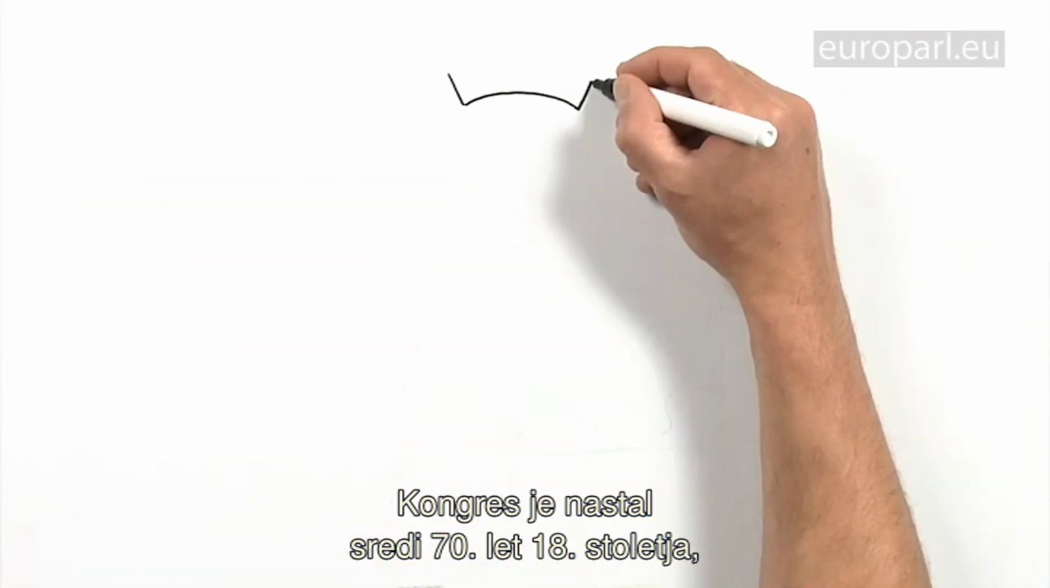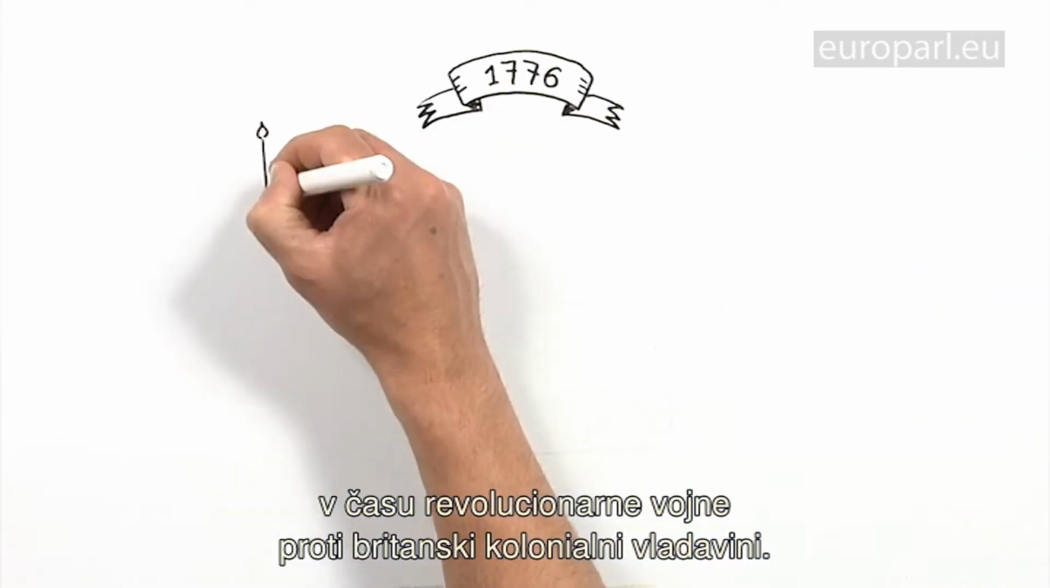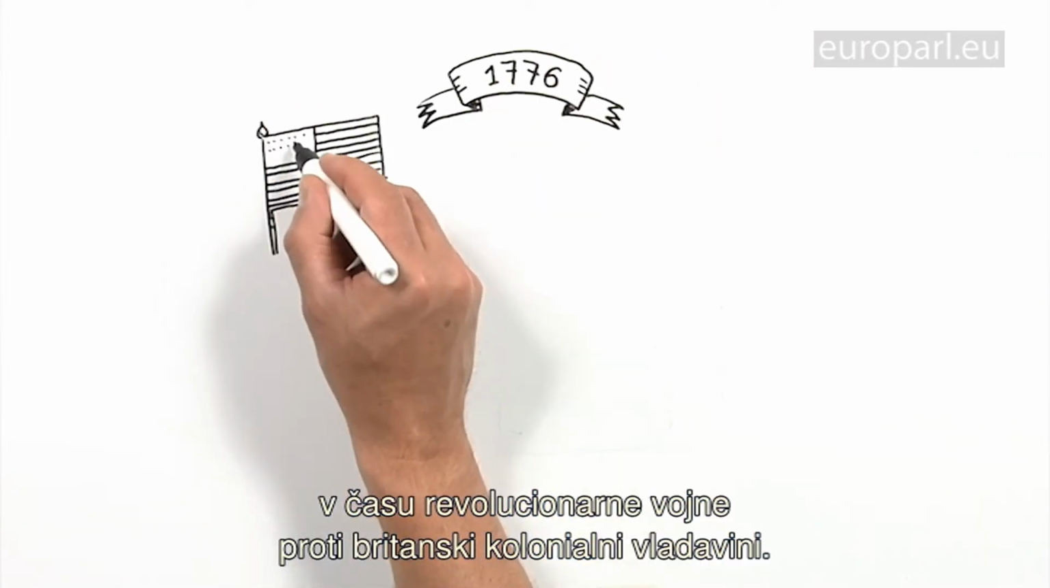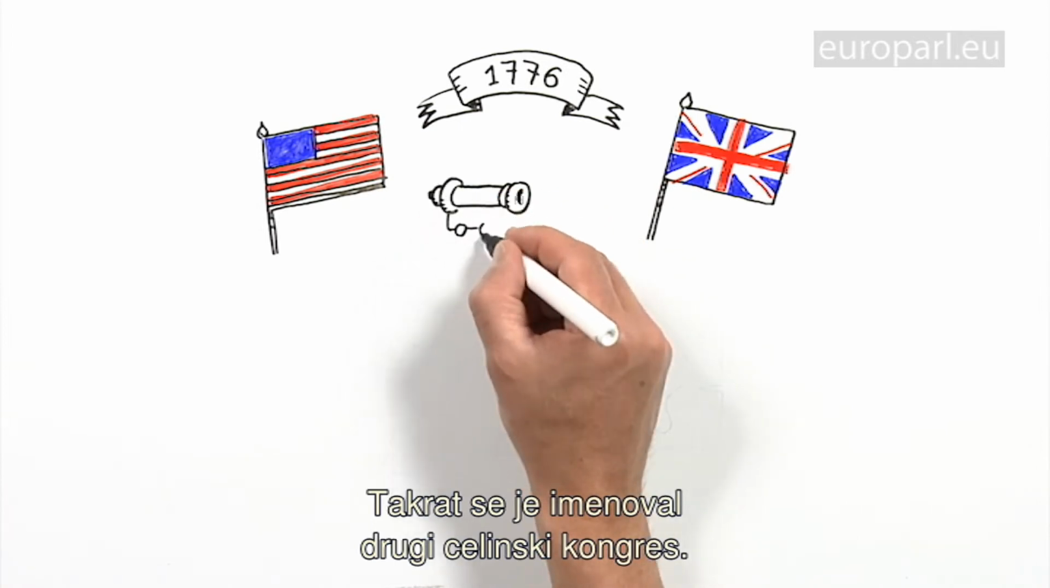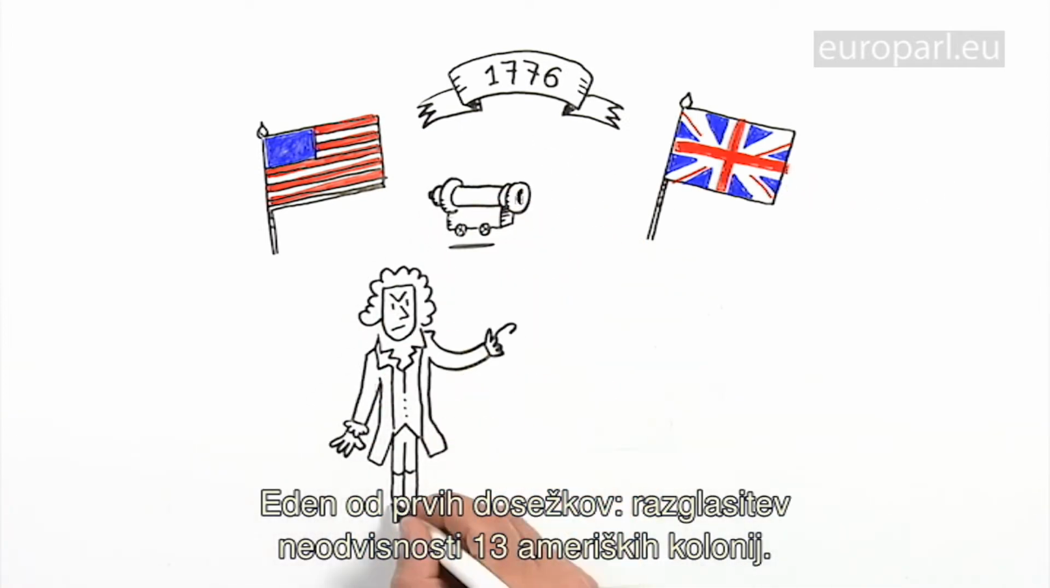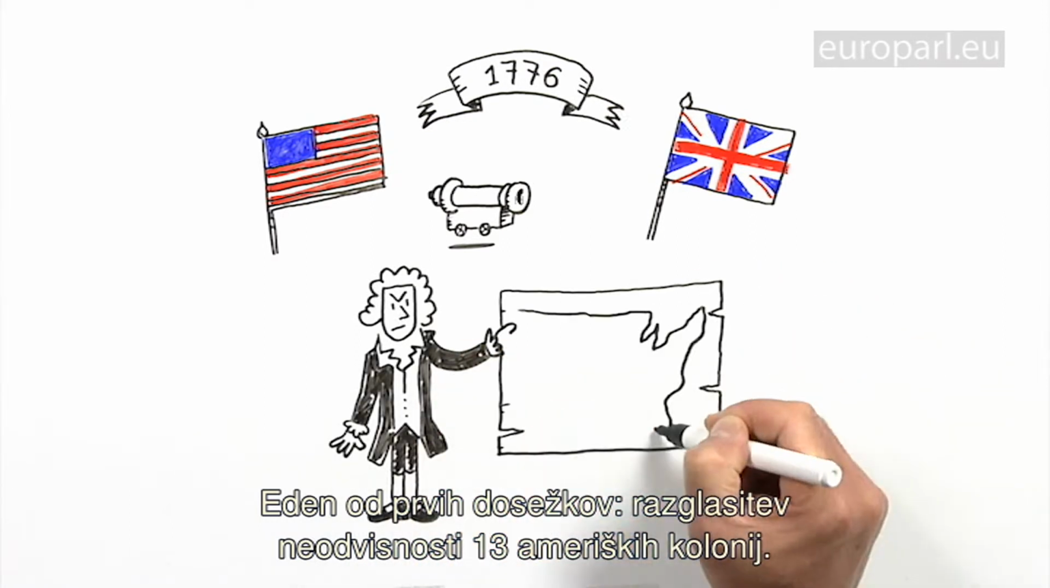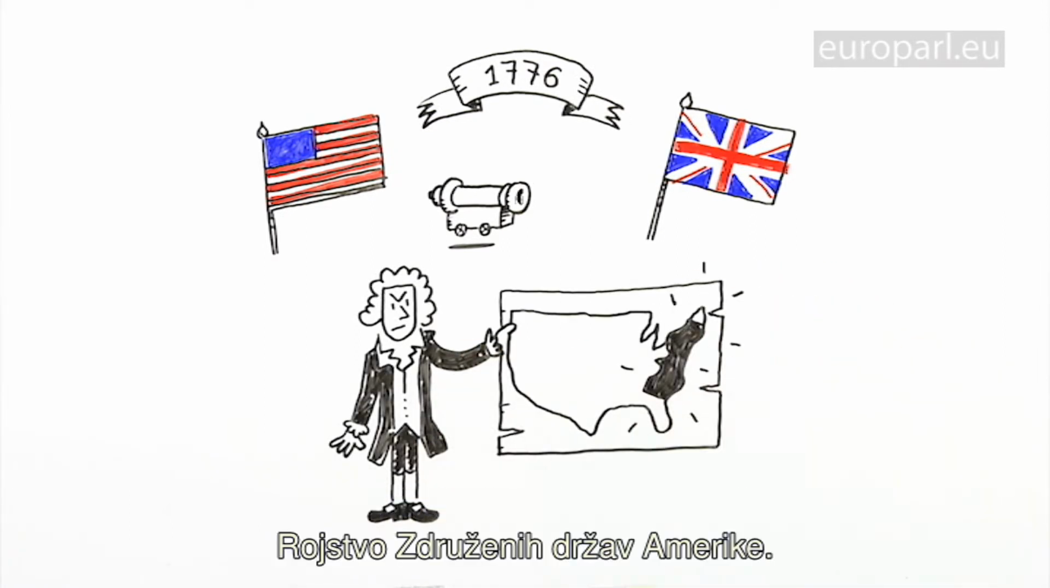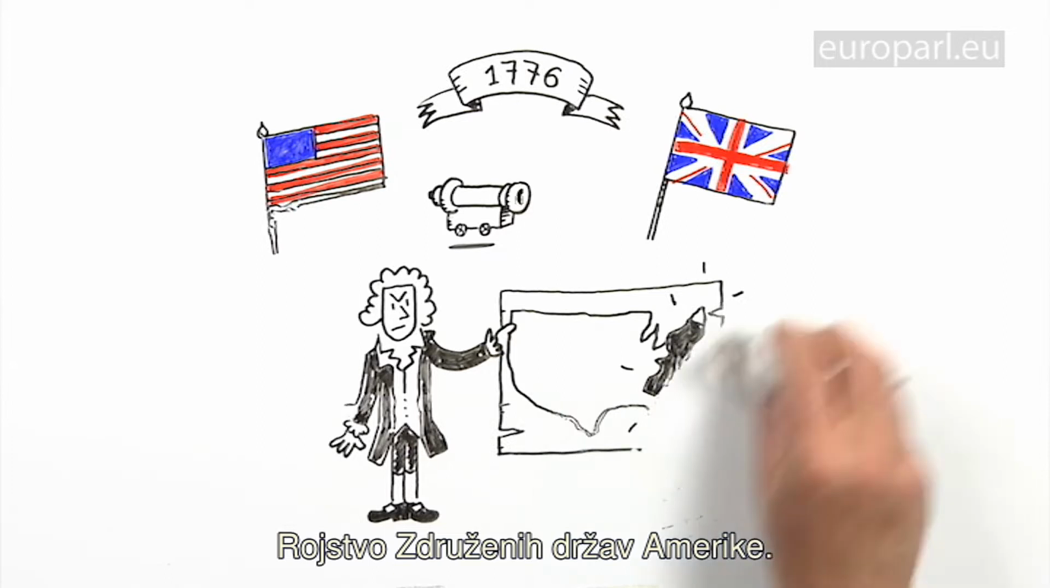Congress goes back to the mid-1770s and the Revolutionary War against British colonial rule. Back then it was called the Second Continental Congress. One of its first achievements: to declare the 13 American colonies independent, the birth of the United States of America.